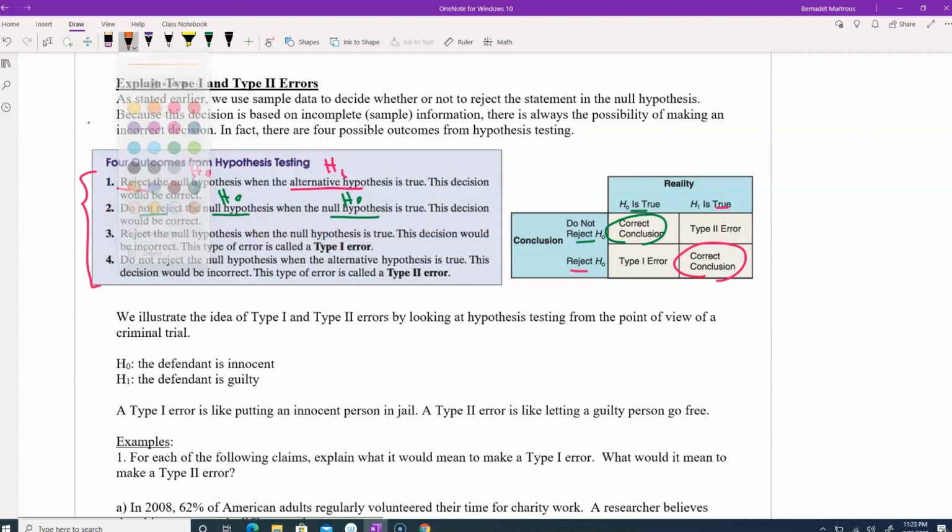And the third one: reject the null hypothesis. So rejecting H naught when the null hypothesis is true. This is obviously not correct because we shouldn't reject something that is true. Here we are rejecting the null when it is true. So this one is a type 1 error because this one is not correct. Based on these two, we have type 1 error.